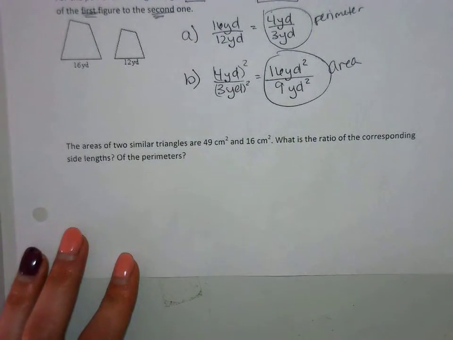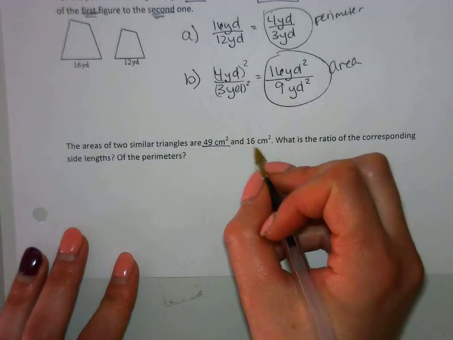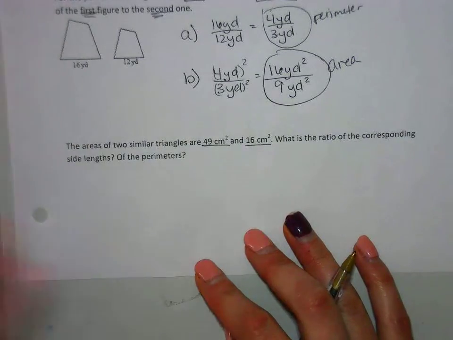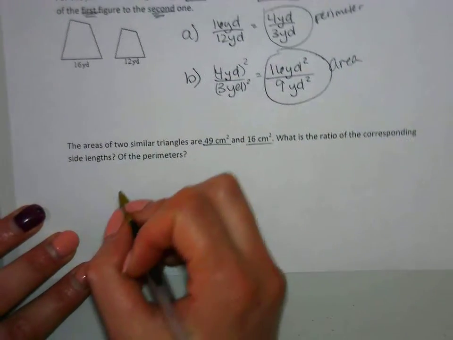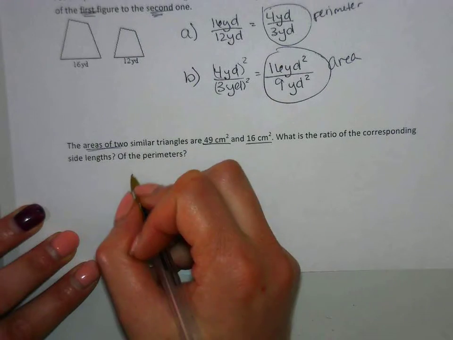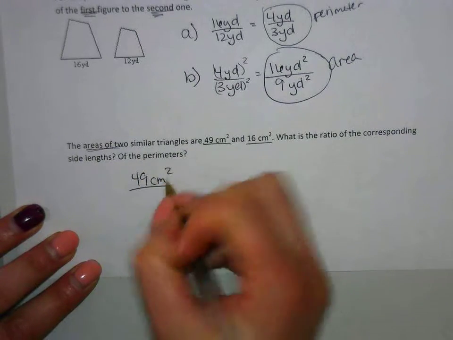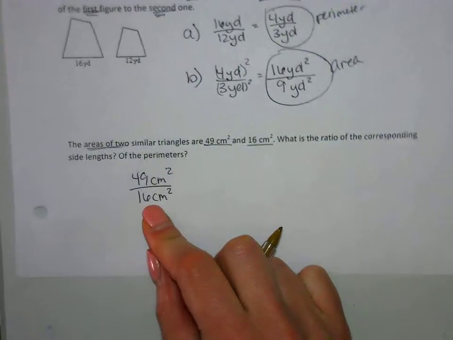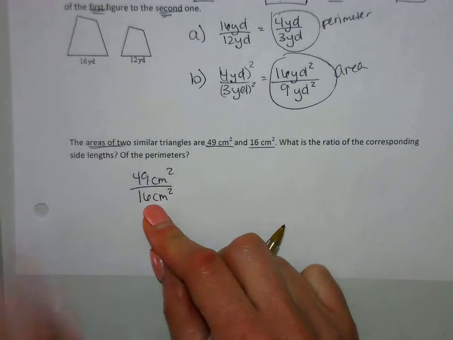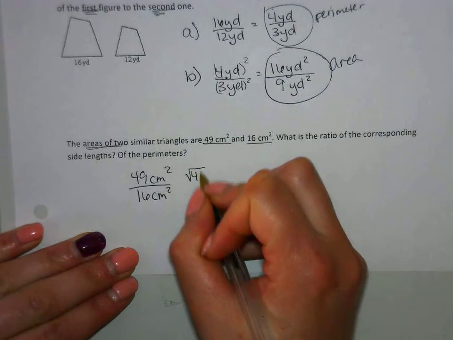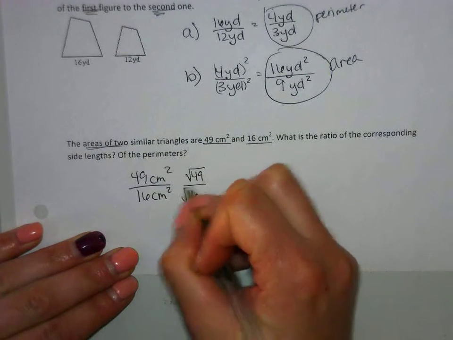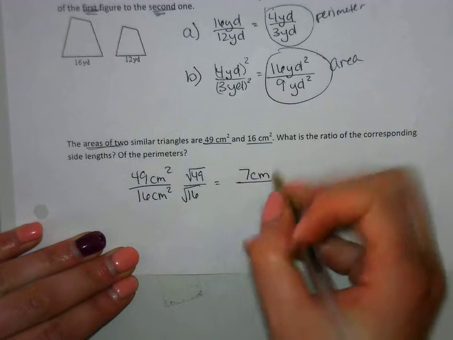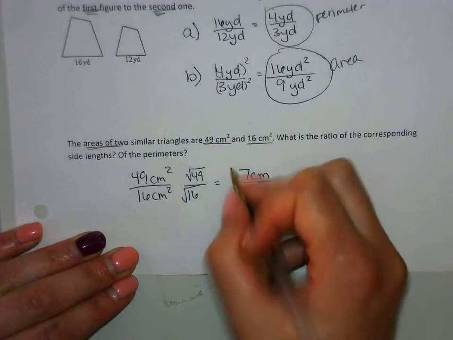The areas of two smaller triangles are 49 centimeters squared and 16 centimeters squared. Now, what is the ratio of the corresponding side lengths? So, if we're doing the area ratios, we have 49 centimeters squared to 16 centimeters squared. So since this is our area, and we want to get to the side lengths, we want to square root both of these numbers. So the square root of 49 is 7, so that means we have 7 centimeters over 4 centimeters.